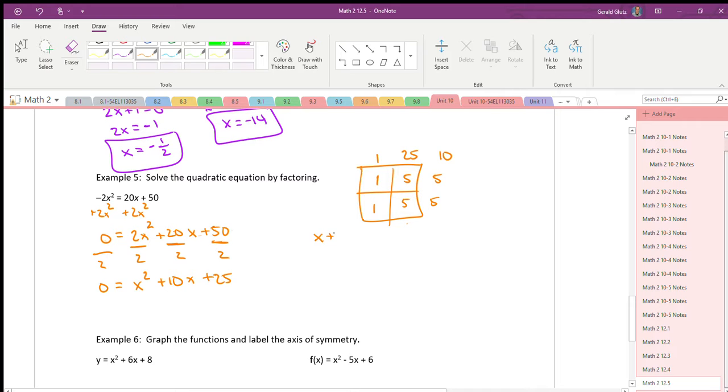So I have x plus 5 times x plus 5 equals 0. Another way to write this is x plus 5 squared equals 0. Whenever we have a perfect square, that means we're only going to have one answer. So our answer will be x equals negative 5.